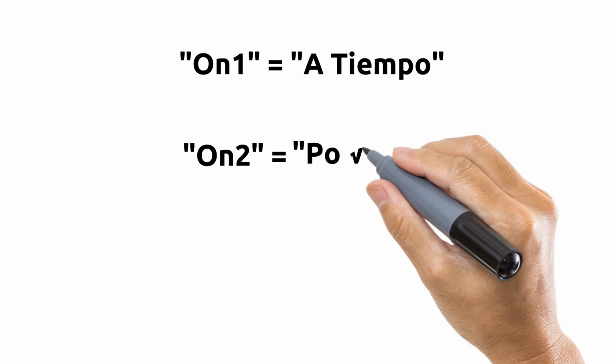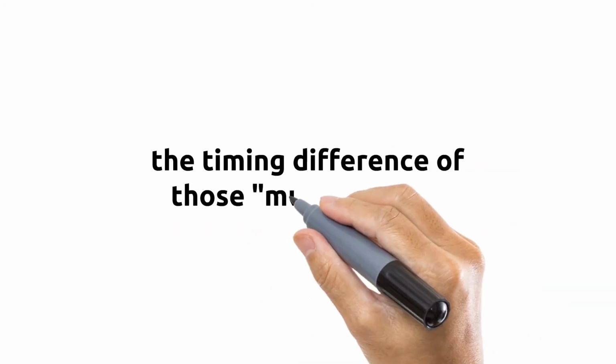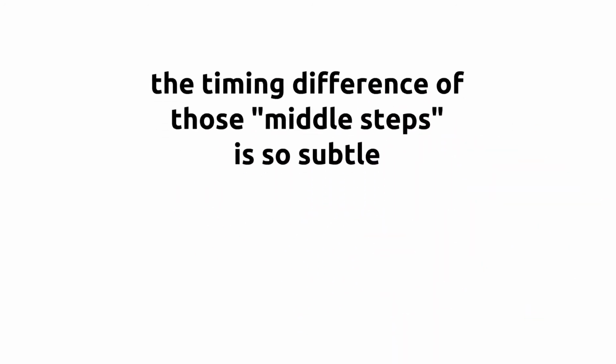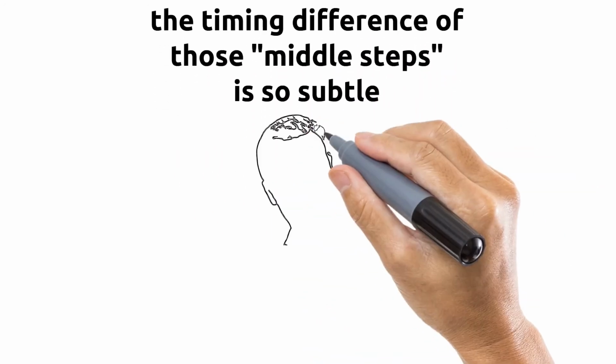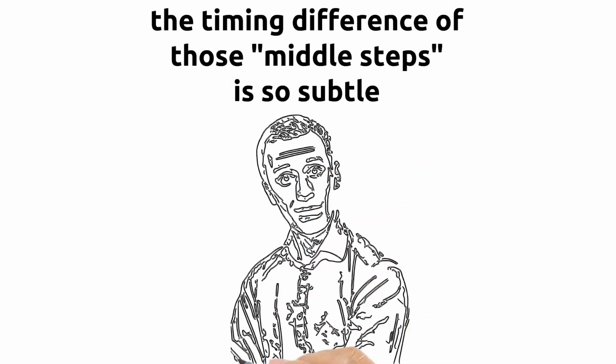So, as you can see, while on-one timing is pretty simple and hasn't changed very much, on-two timing can be a little more complex and actually covers at least three slightly different variations. In fact, the timing difference of those middle steps is so subtle that it's easy for dancers to sometimes alternate between a few of these different on-two variations during the same song, even without trying to.